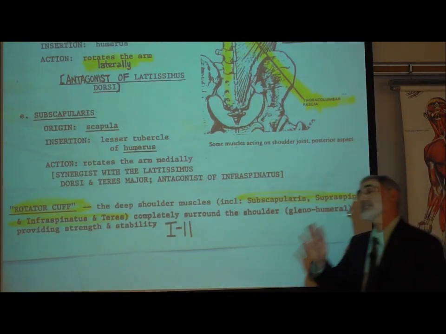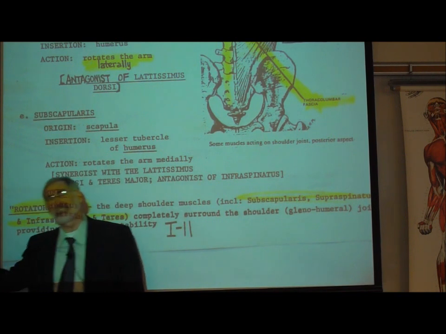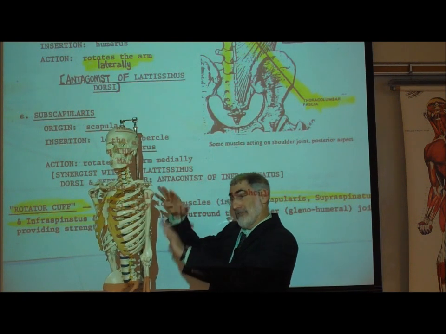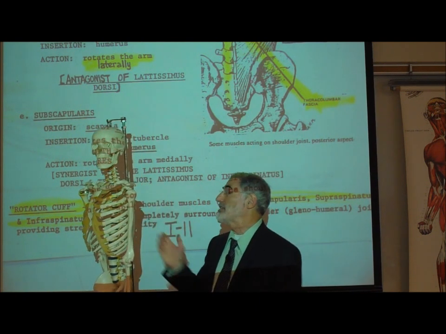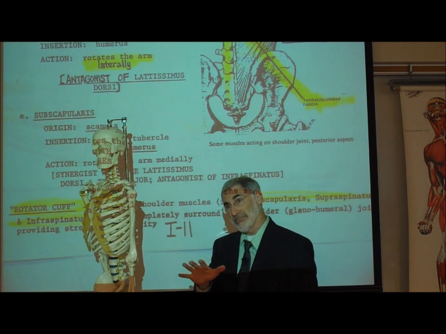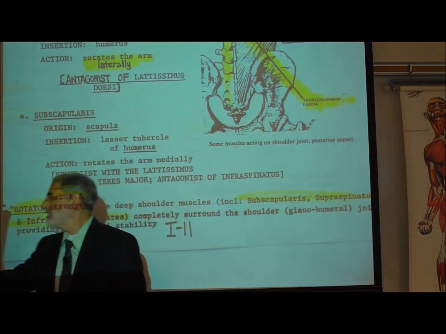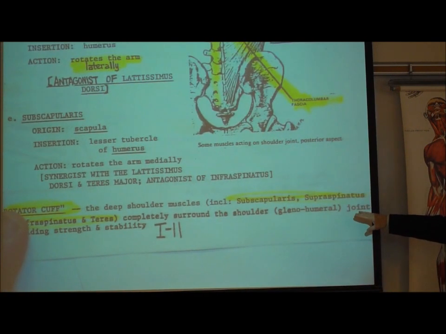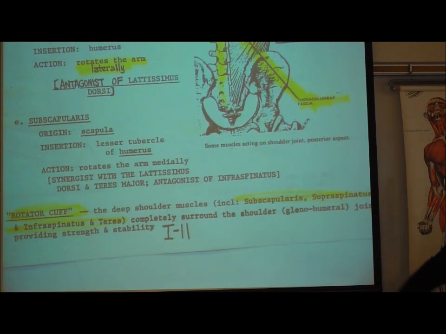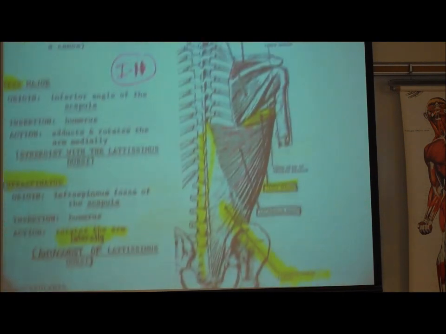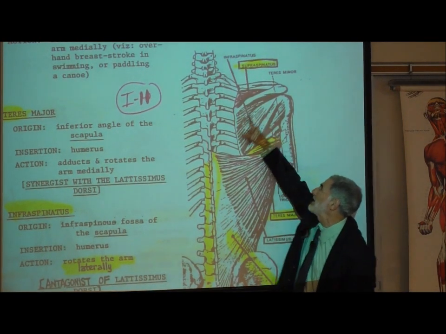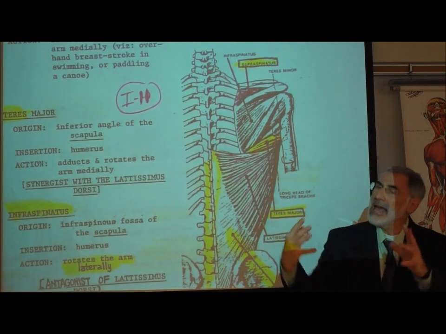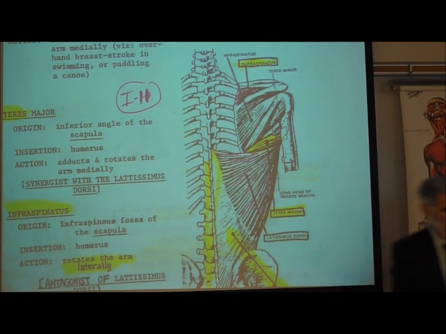There are four relatively small muscles that all originate on the scapula in different places, and all four insert on the humerus. And these four muscles are collectively called the rotator cuff muscles. They include the subscapularis, the supraspinatus, the infraspinatus, and the Teres major. Three of the four are shown right here: supraspinatus, infraspinatus, and Teres major. And then the one on the front is called the subscapularis. Collectively, they are called the rotator cuff muscles.